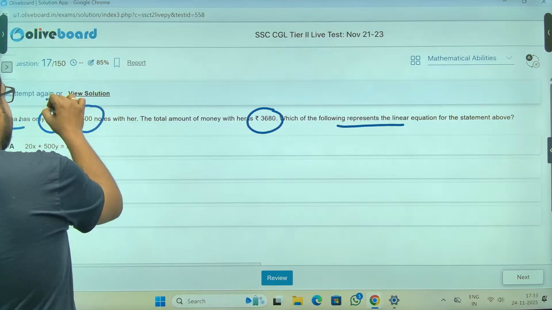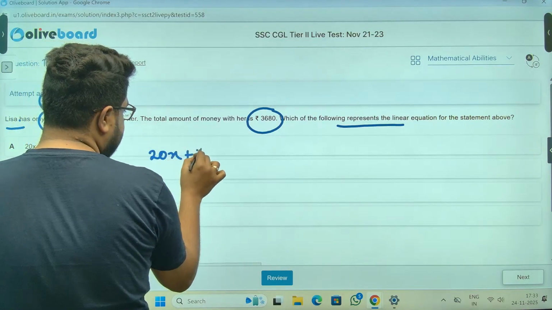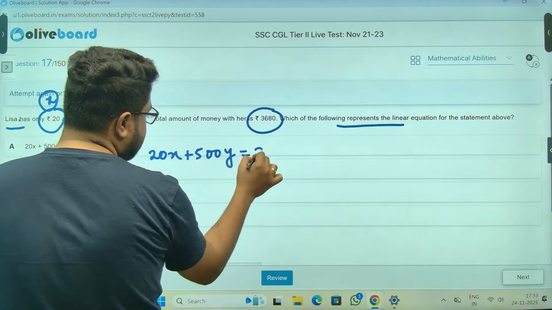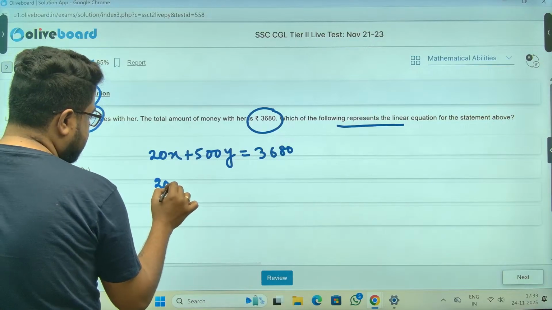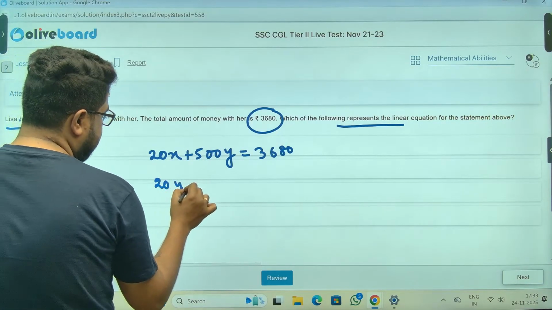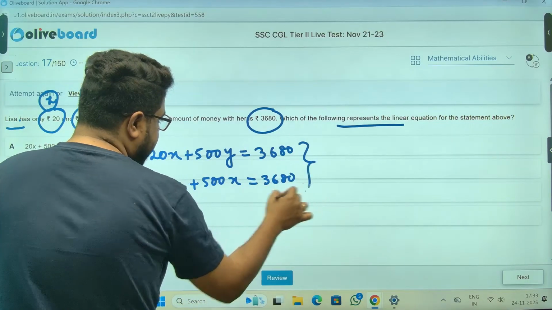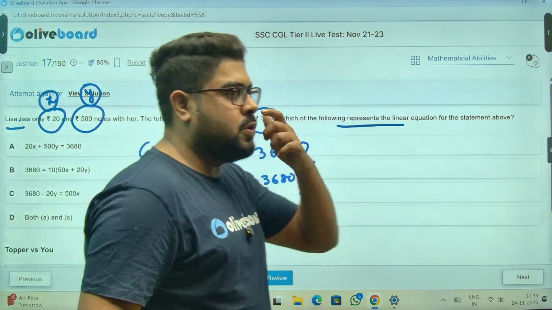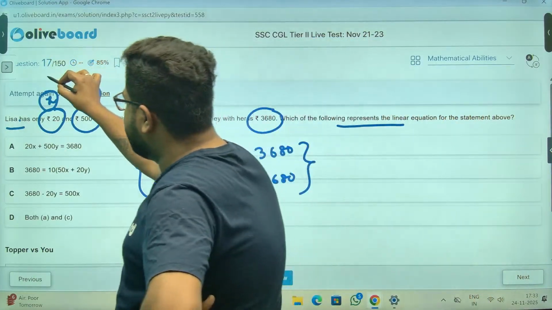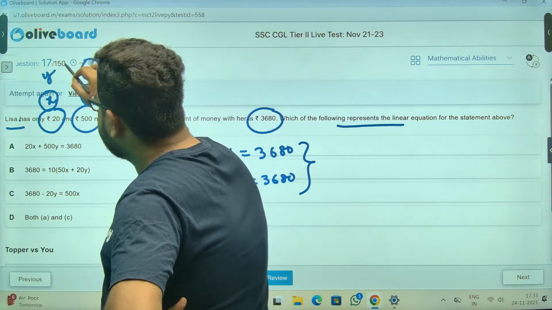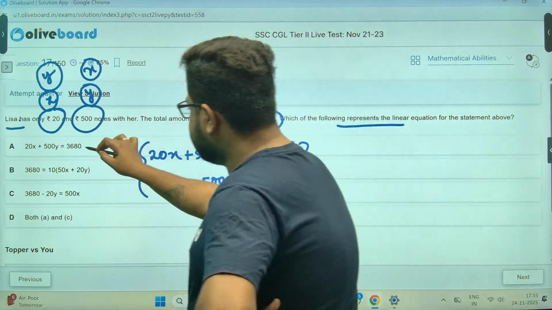Sir, if there are x notes here and y notes of this, so 20x plus 500y is equal to the total money. Or opposite भी हो सकता है. So 20 into y plus 500 into x is equal to 3680. Both can be the answers. Why? Because I don't know which one is x or which one is y. 20 rupee notes can be x, or this can be y and this can be x. It can interchange between them. So two options. First one, this is correct.